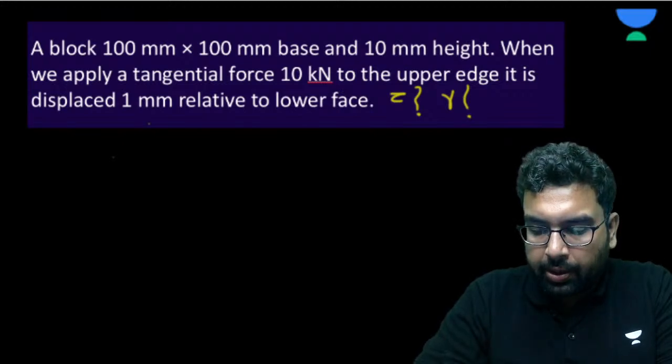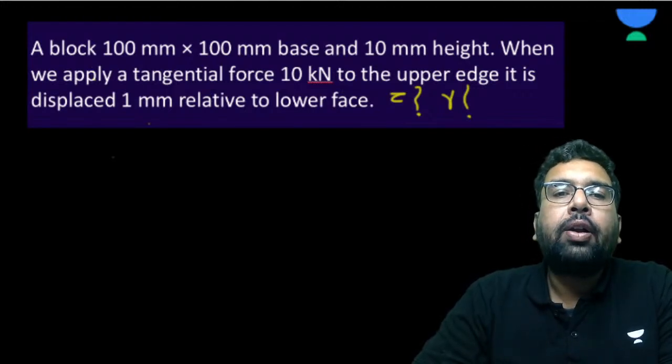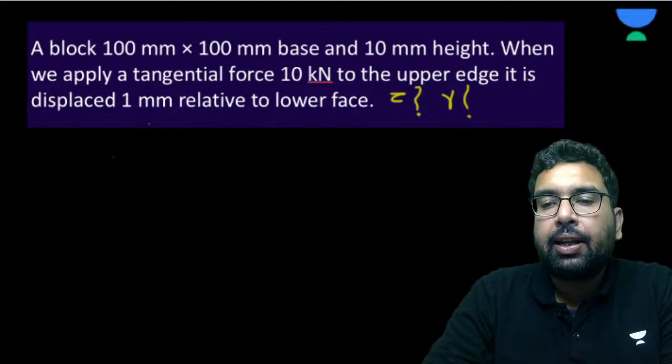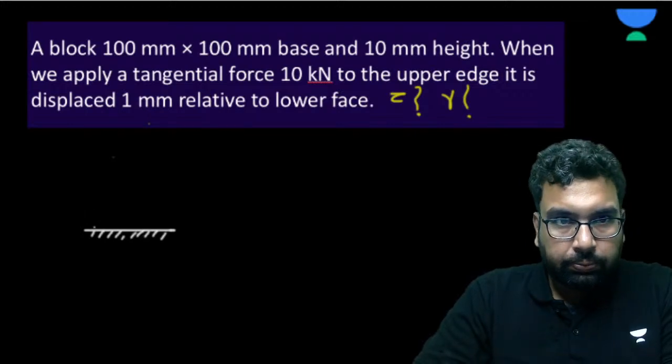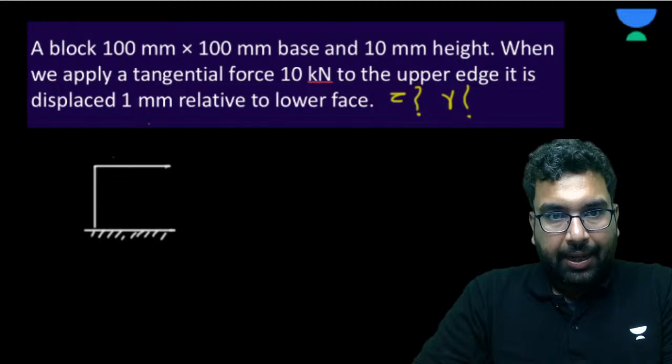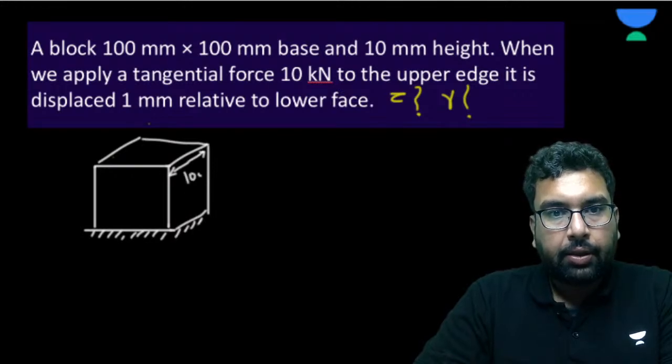So, Cakewalk, you have answered something. What about you, Pradipta? Okay, I'll try. So, it says a block of 100 mm cross 100 mm base and 10 mm height. So, let's try to figure it out. The base is 100 mm cross 100 mm. So basically, what happens? See, this is 100 and this is also 100, but they say base, so it doesn't matter, beta.